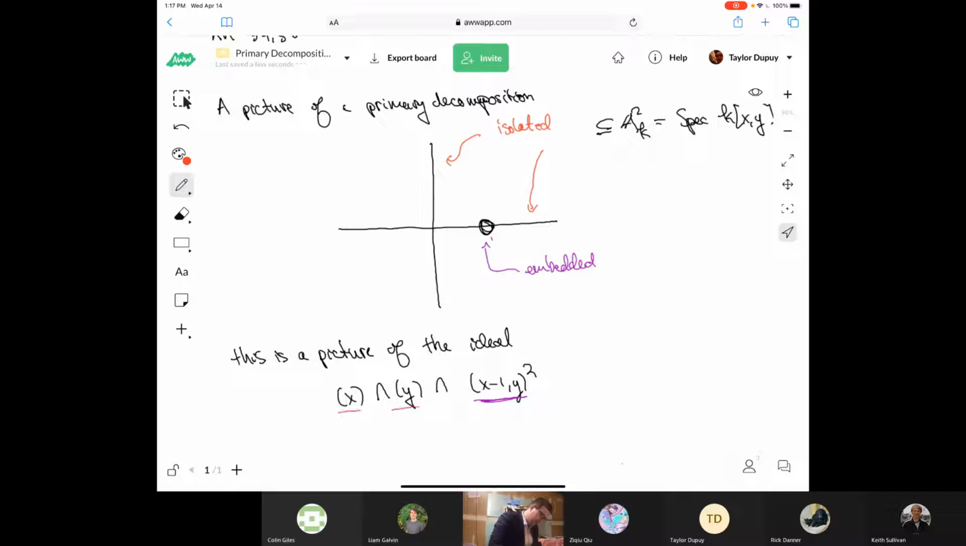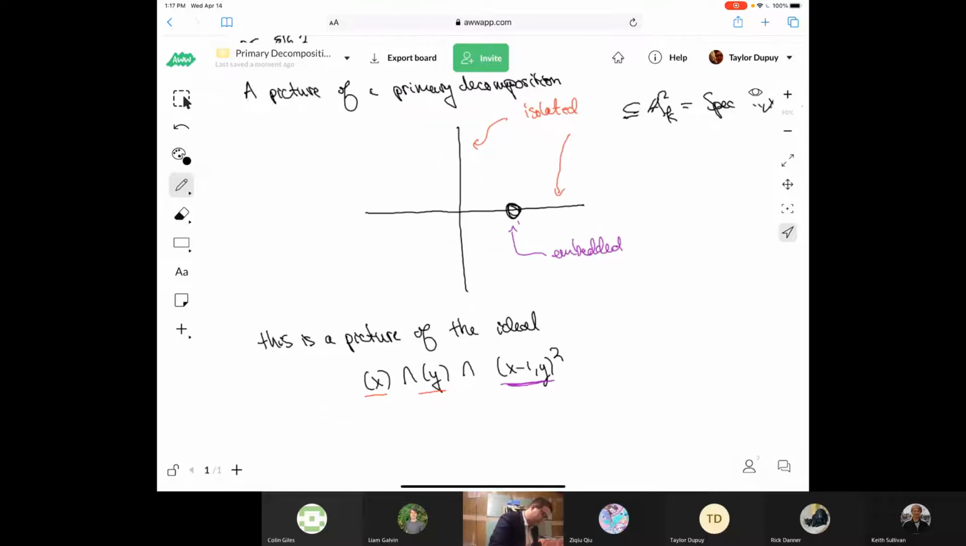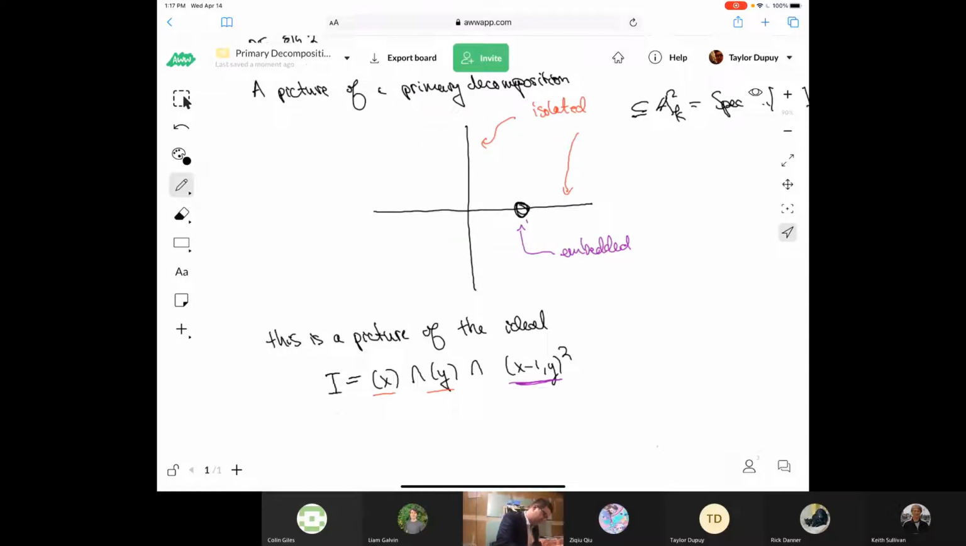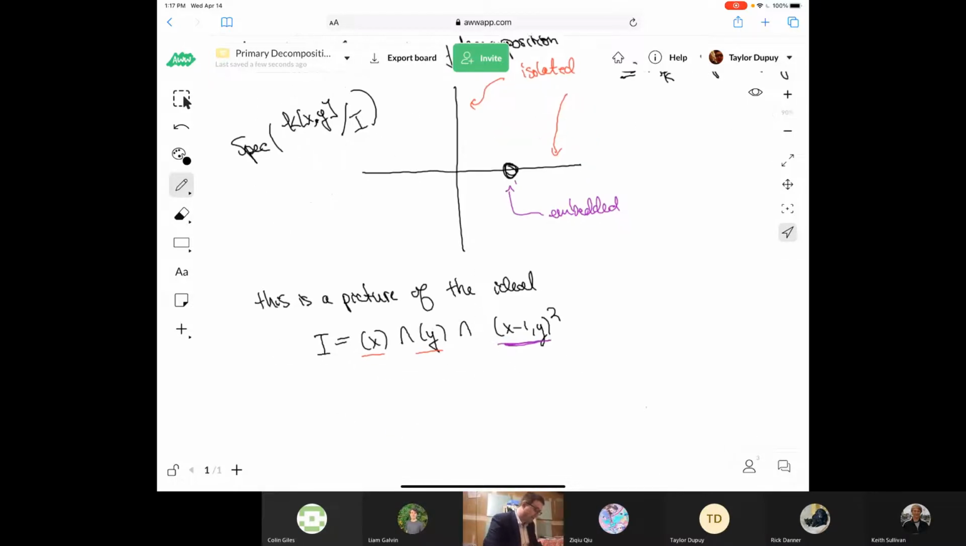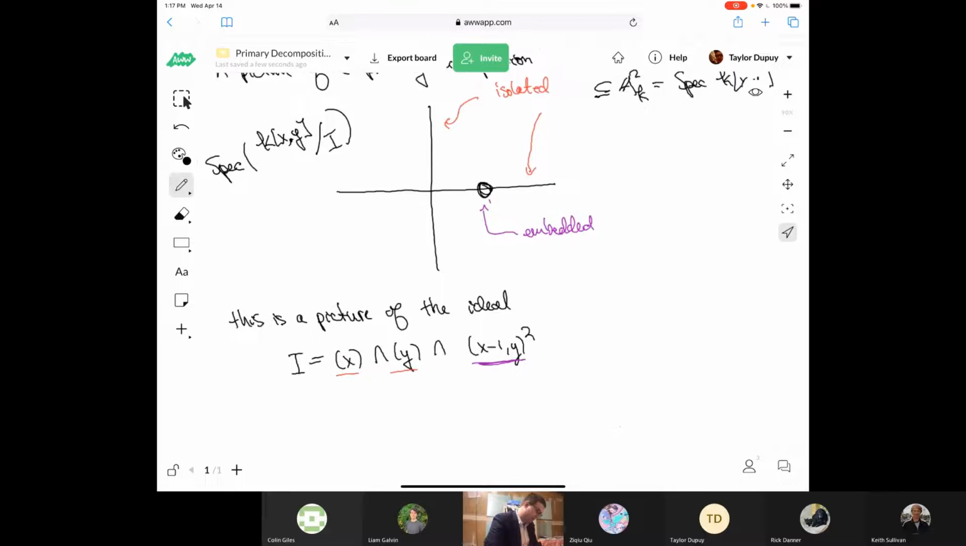Then there are these 2 pieces here, the 2 lines. This drawing is a drawing of Spec of K[x,y] mod I. That's what this is a drawing of. The idea is that this purple thing is almost contained in the red, the x-axis.